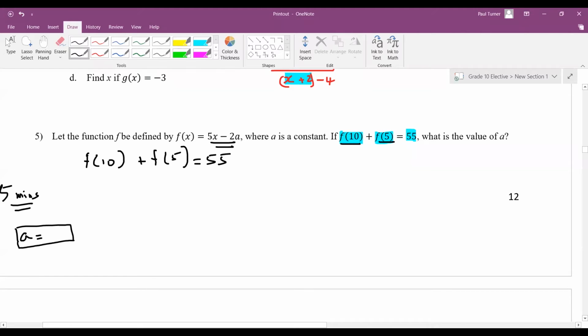So start by putting 10 into your function here for x, not a. So I'll start you off. You'll have 5 times 10 minus 2a plus whatever the value is when you have f(5). So plus, put 5 into your function. And that should equal 55 here. So it's just an algebra problem. All right, can you find a? I'll give you a minute to do that. That's pretty easy, that one. And I'll wait here.